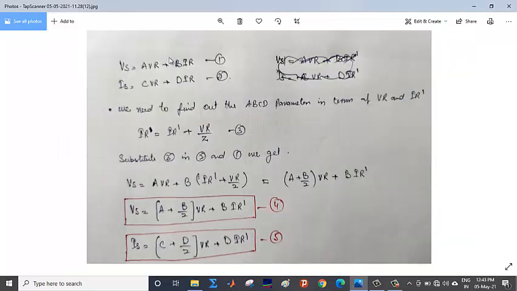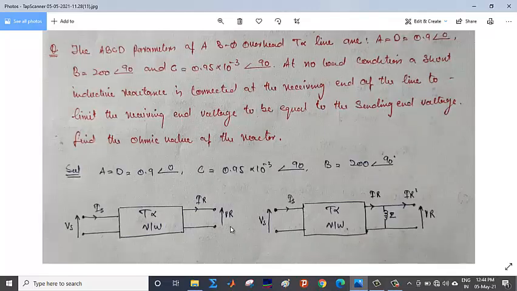Now writing the ABCD parameters without the compensator, it will be VS is equal to A VR plus B IR, and IS is equal to C VR plus D IR. So we need to find out the ABCD parameters in terms of VR and IR dash, because now the system is like this and the output is this, not from this.